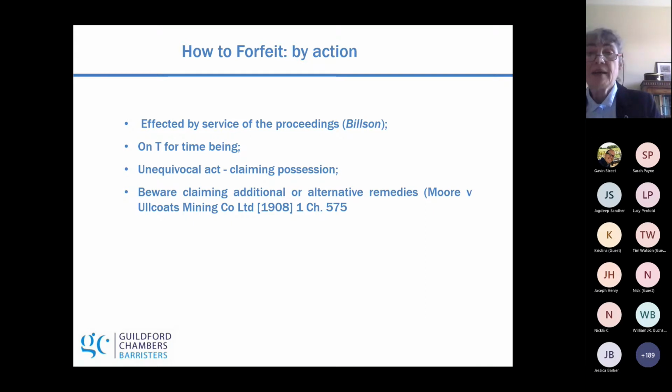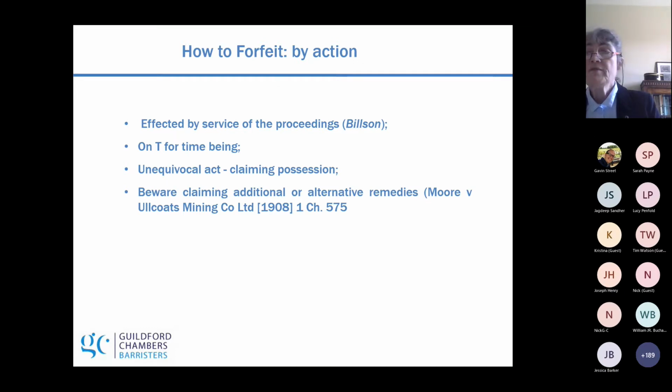But beware claiming additional or alternative remedies which may muddy the waters on the landlord's election. In Moore v Ulster Coal Mining Company Limited, the landlord claimed possession and also an order for inspection of the mine. It was held that these claims were inconsistent, and so the writ was not an unequivocal demand for possession so as to operate as a final election to terminate the lease.